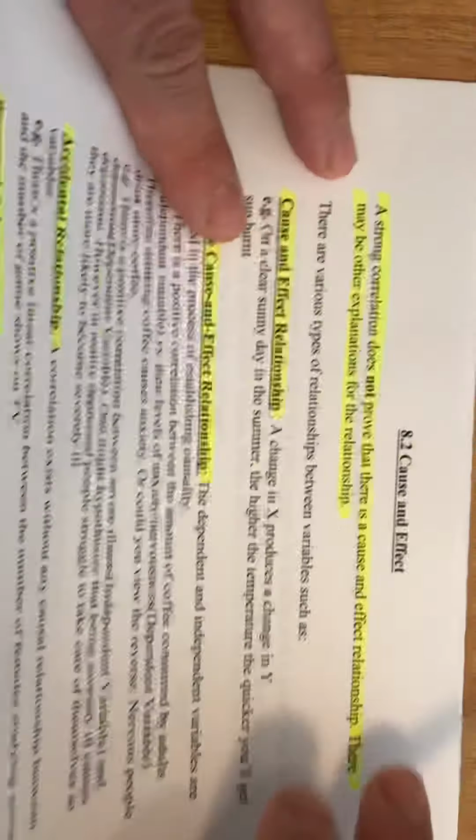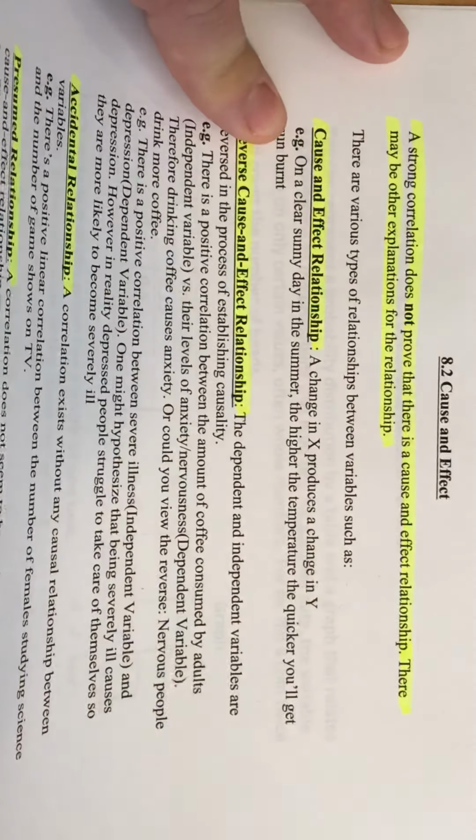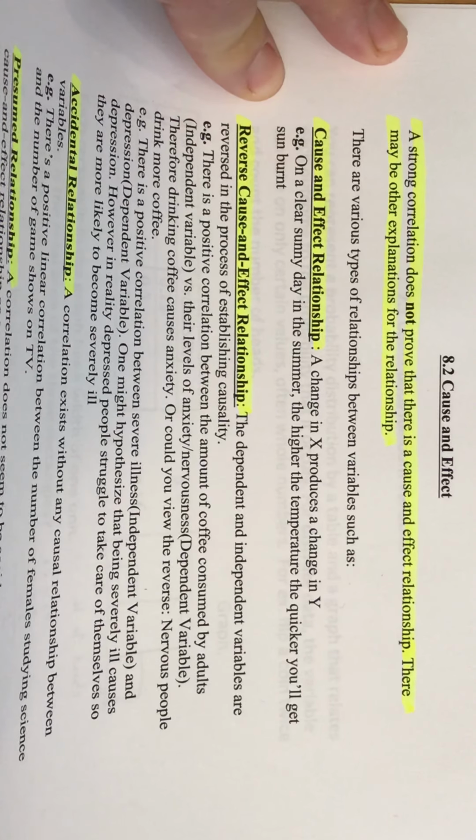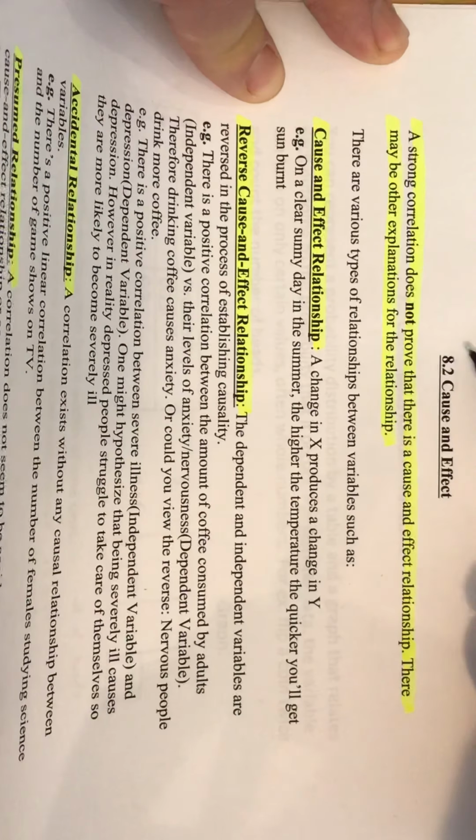This one is, again, some theoretical stuff. This is called cause and effect. Relationships either cause one another or have something else going on. So if there is a strong correlation, it doesn't prove that there is a cause and effect relationship. There can be other explanations.